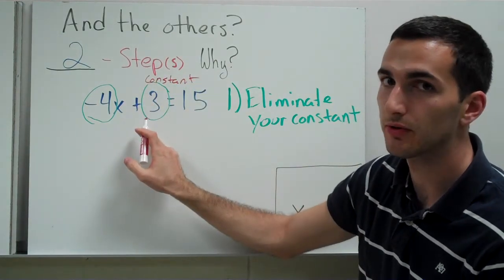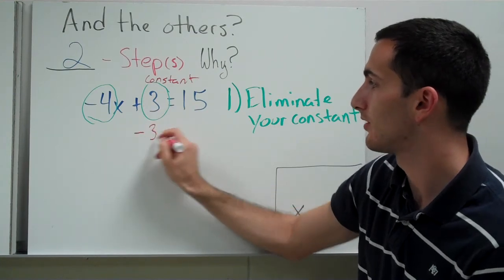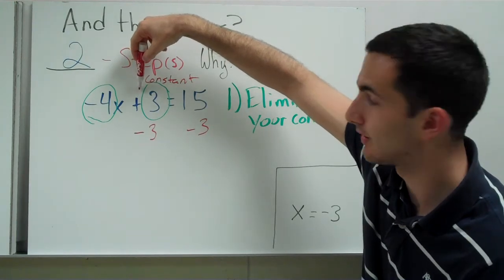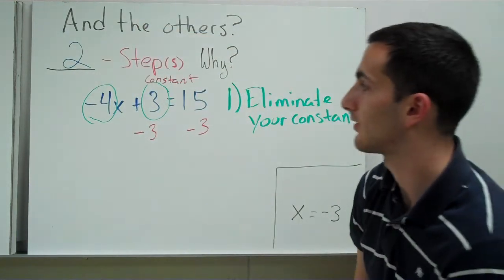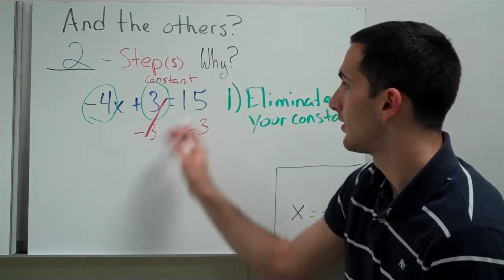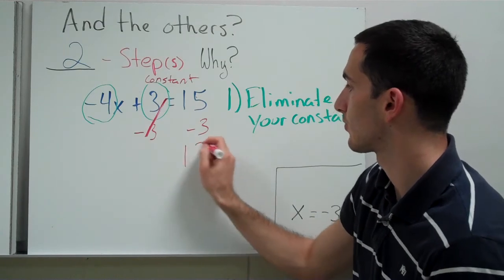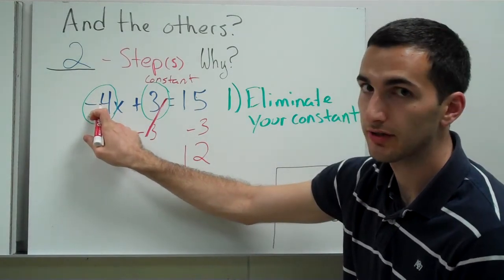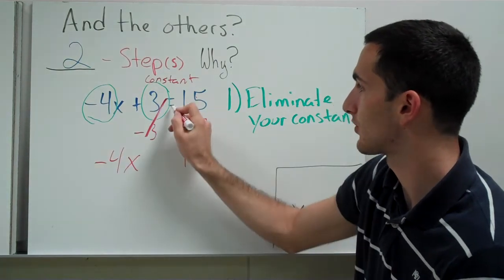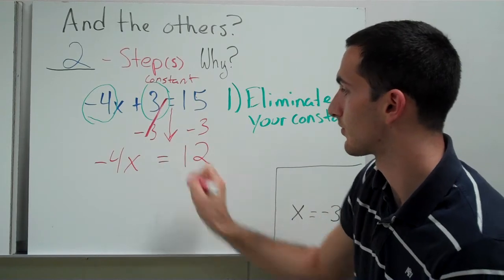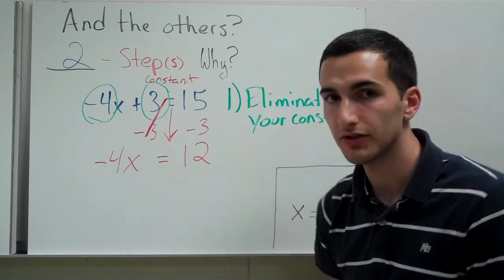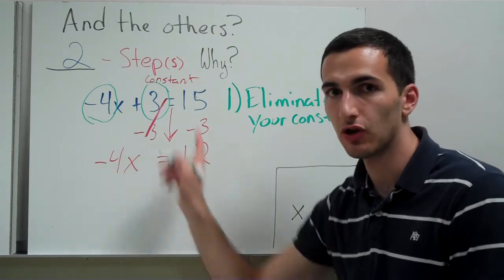To eliminate that 3, we're going to subtract 3 from both sides. As you can see, that's addition. The inverse of addition is subtraction, so we're subtracting 3 from both sides. We know that 3 minus 3 is 0, so those cancel out. 15 minus 3 is 12. Did we do anything to this? No, we didn't, so we're going to bring this down. Negative 4x. And of course, never forget to bring down your equal sign. Now if you notice, we're down to a one-step equation. We have a coefficient and no constant.